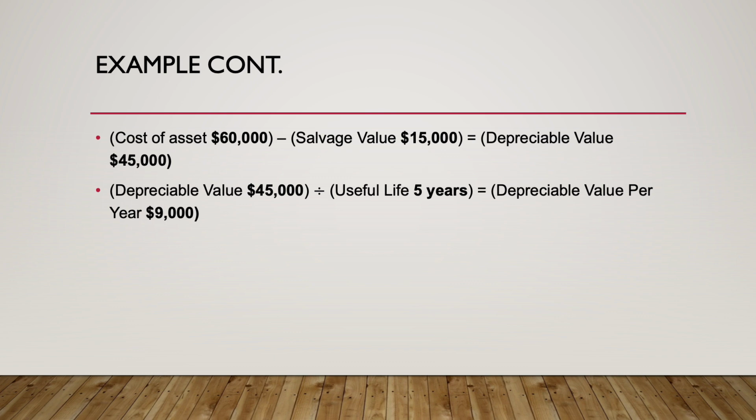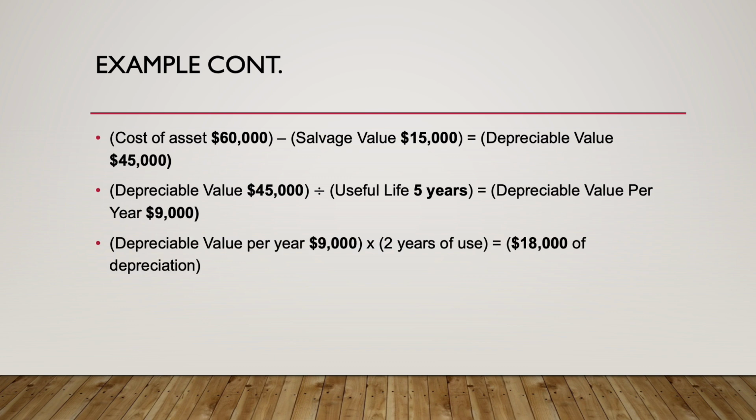Our depreciable value, so we're going to sell this car after about 5 years of service. So 45,000 divided by 5 equals a $9,000 depreciation cost per year. Now, we want to see how much depreciation is going to accrue over 2 years. So, we have $9,000 of depreciation occurring per year. Let's multiply that by 2 years of use, equaling $18,000 of depreciation.